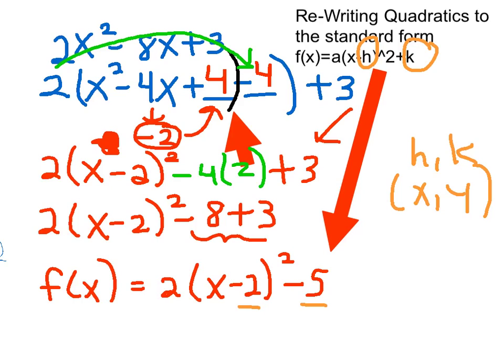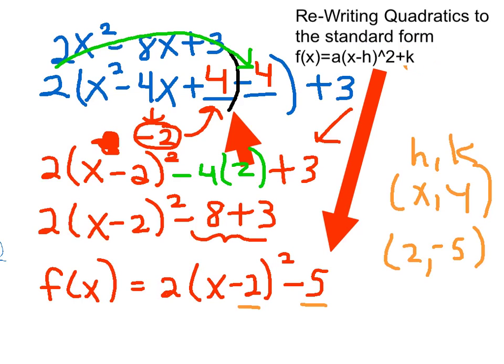All right, so if I'm coming back down to my problem, what's in the h spot is a -2, so it becomes a 2. And what's in the k spot is a -5, and I need to put that -5. Okay, are we good on that?